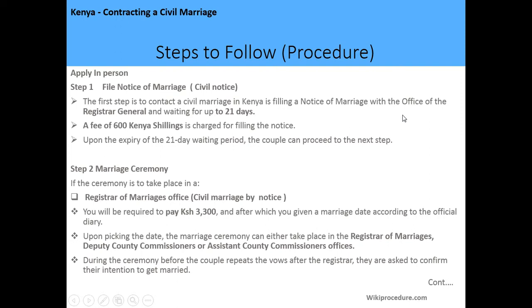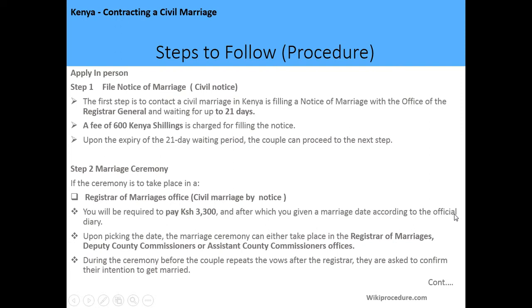So the next step is, if the couple wants the marriage to take place in the civil registrar's office, they are required to pay 3,300 shillings, after which they will be given a marriage date according to the official diary.